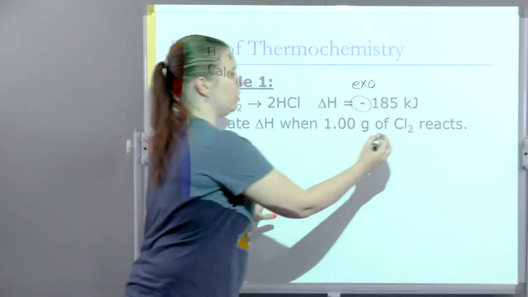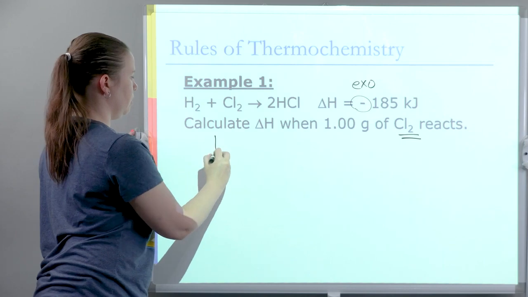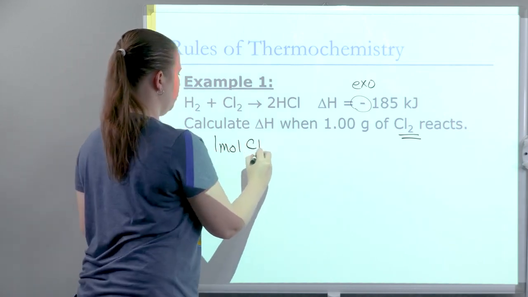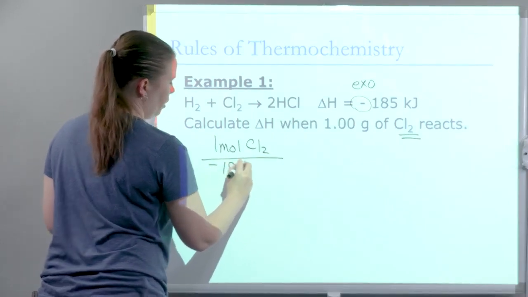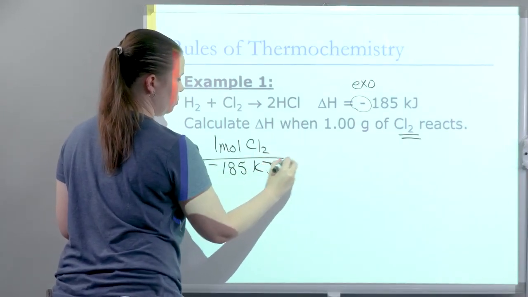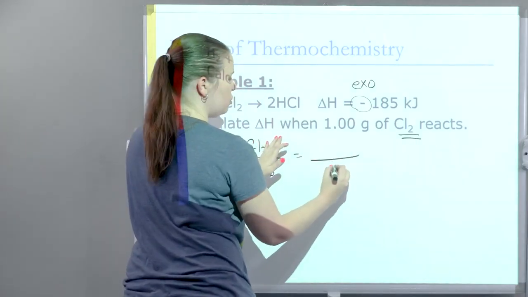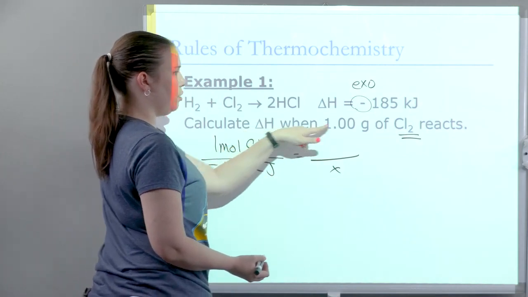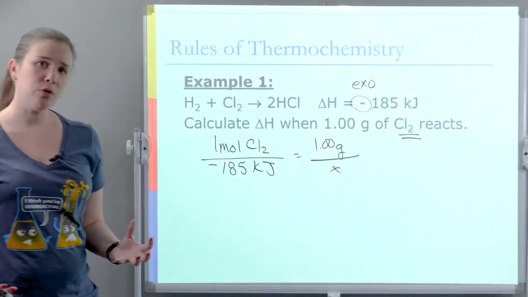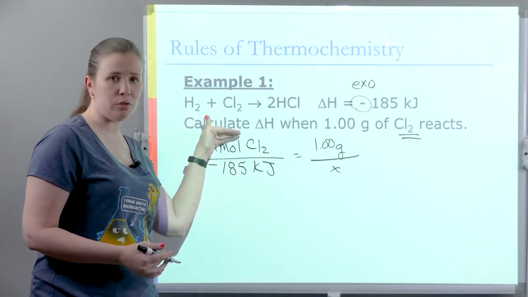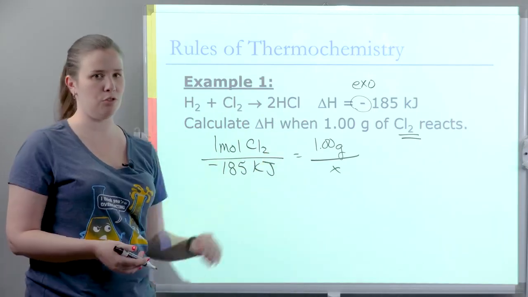Basically, what I can see from here is that I'm interested in chlorine, and the balanced equation tells me that 1 mole of chlorine is proportional to negative, don't forget the negative, 185 kilojoules. The question is asking me, okay, fine, but how much energy would it be if I had 1 gram? Which sounds a lot like a proportion, right? I have this amount of chlorine equaling this much energy, so what if I had this other amount of chlorine? Now how much energy would that be?